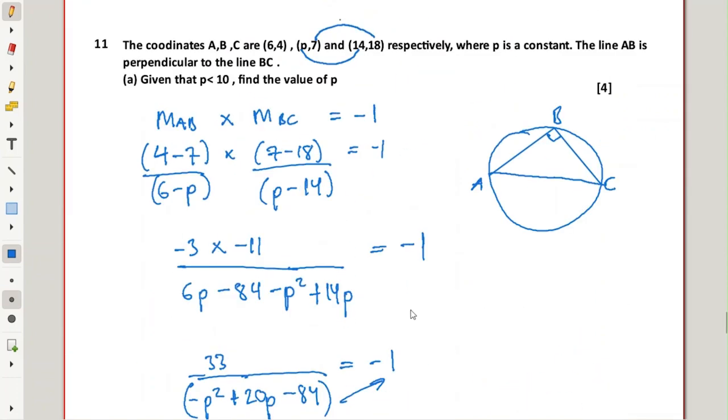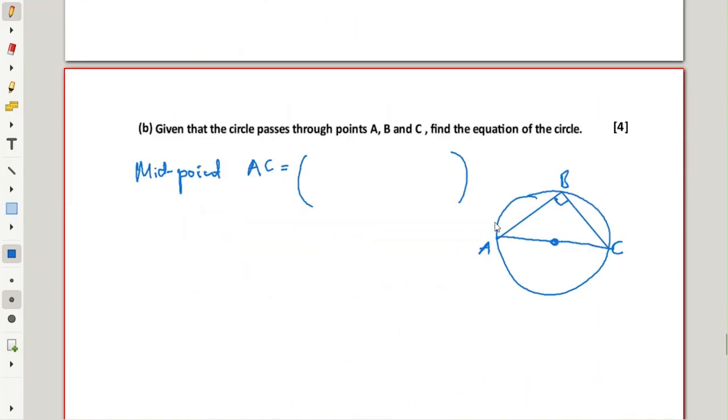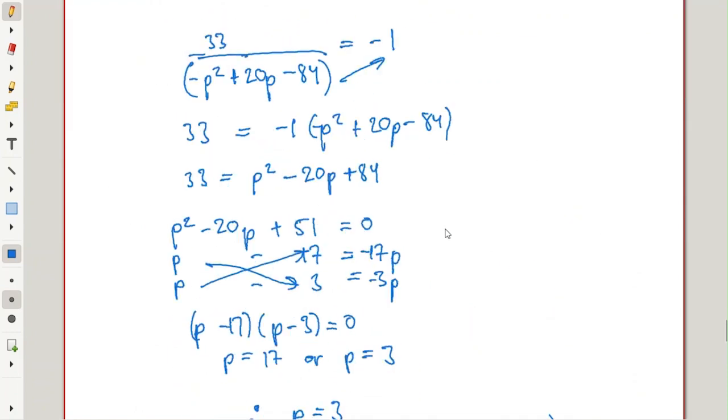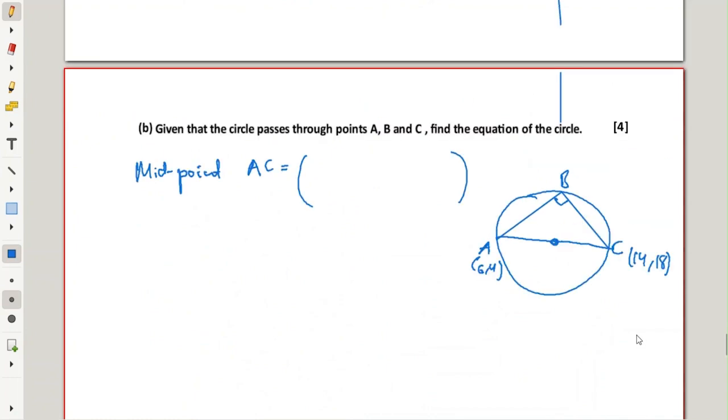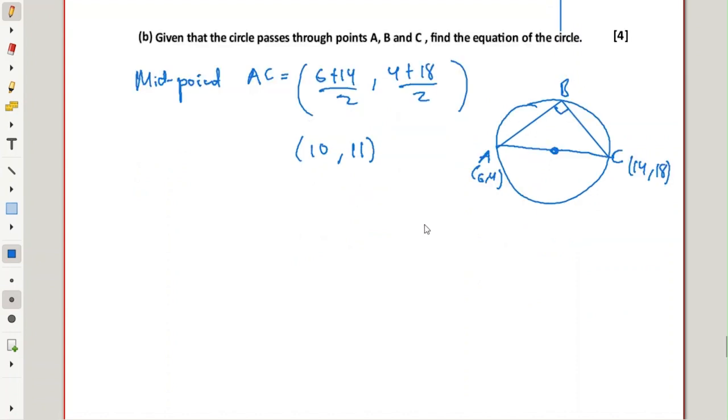Our A is (6, 4), and C is (14, 18). So we can find the midpoint, which happens to be the same as the center. So this is 20 over 2, which is 10. This is 22 over 2, which is 11. So that's the center. Let me call it M.